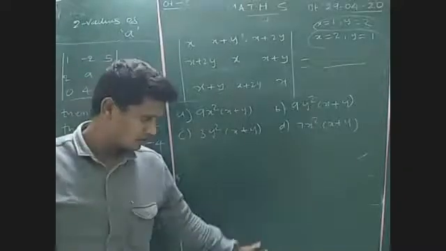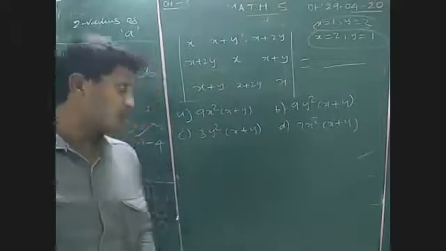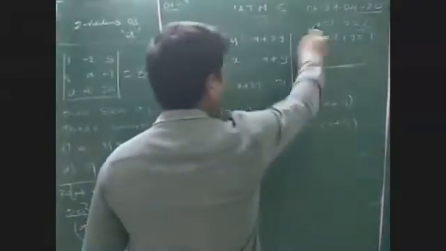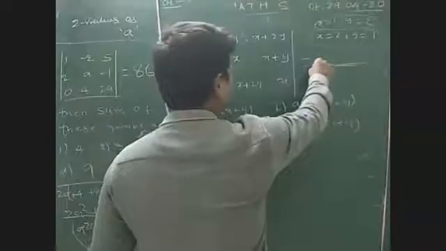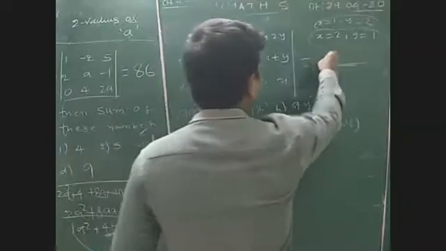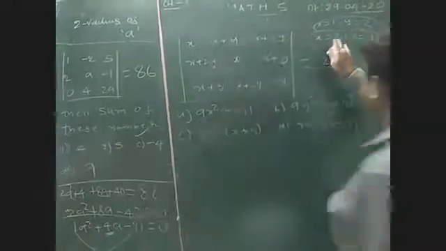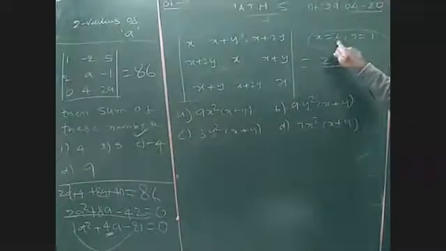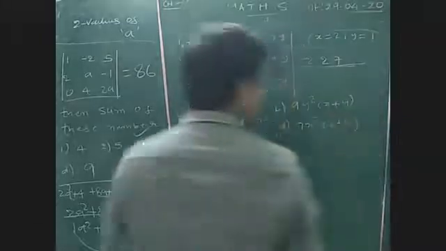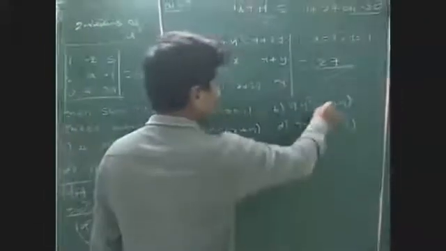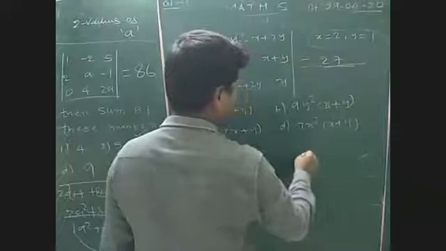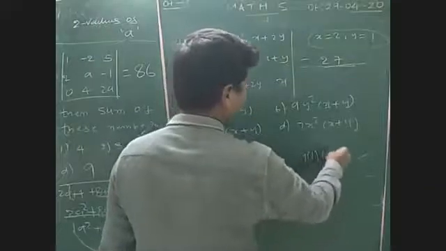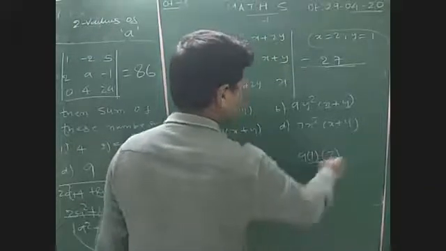So second option. What is the determinant value you got here after substituting the value? 27, sir. 27. What did you substitute first? X is 2 and Y is 1. Let's see now. 27 is for x is 2, y is 1. Y is 1 means 9 into 1 into 3, 27.